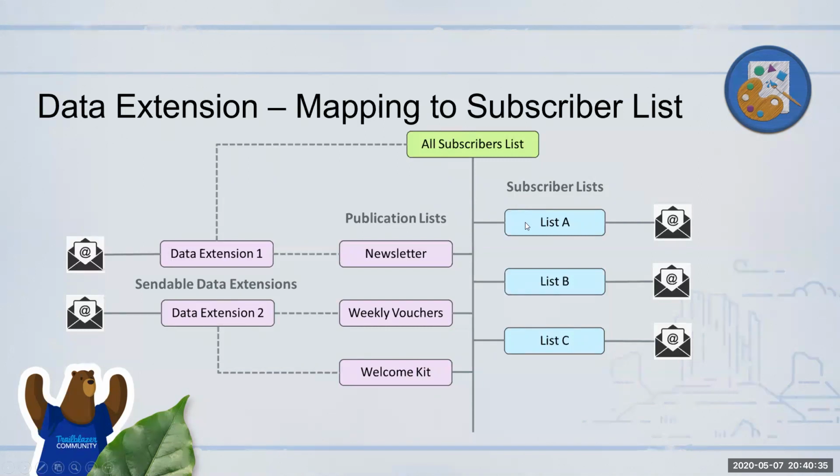So list to all subscribers, there is a direct mapping because they have the same structure. Like we said yesterday, they have the email ID, the subscriber key, the profile attributes, and the preference attributes. So it's very easy to map. It's a one-to-one mapping between all subscribers and each list. Anybody who gets added here will automatically get updated to all subscribers. Straightforward, right? But data extensions are not that way.